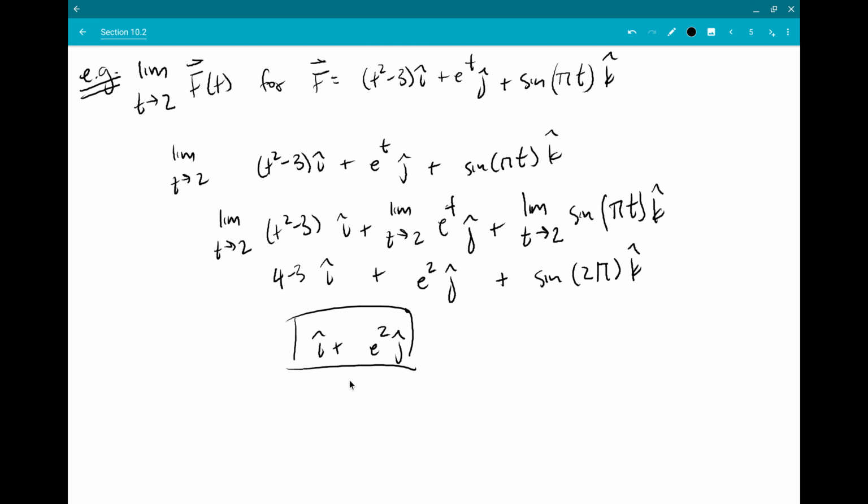It's going to be the limit as t goes to 0 of sine t over t i hat plus 1 minus cosine t over t j hat plus e to the 1 minus t k hat. We want to compute that limit. And so just like before, our rule is going to be that we look at every component separately.